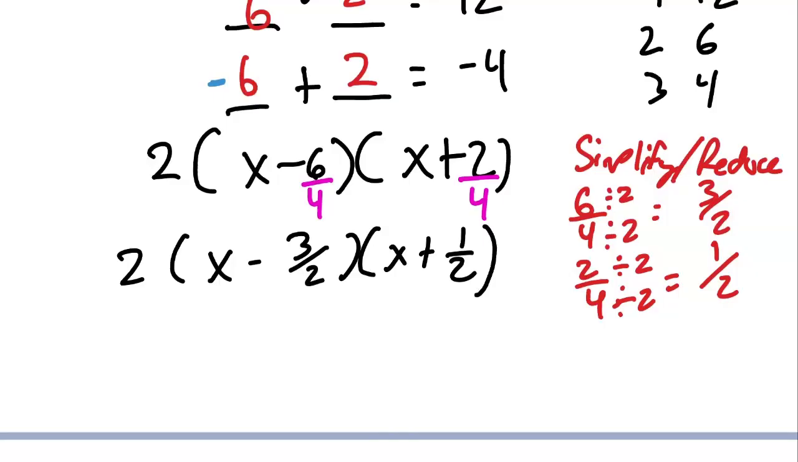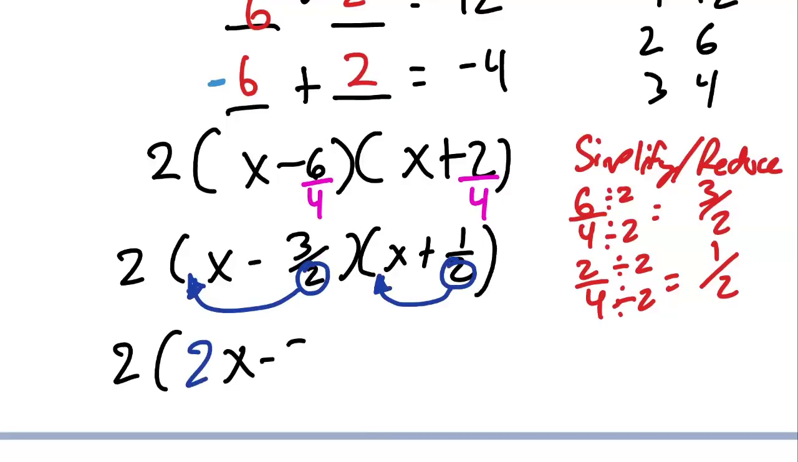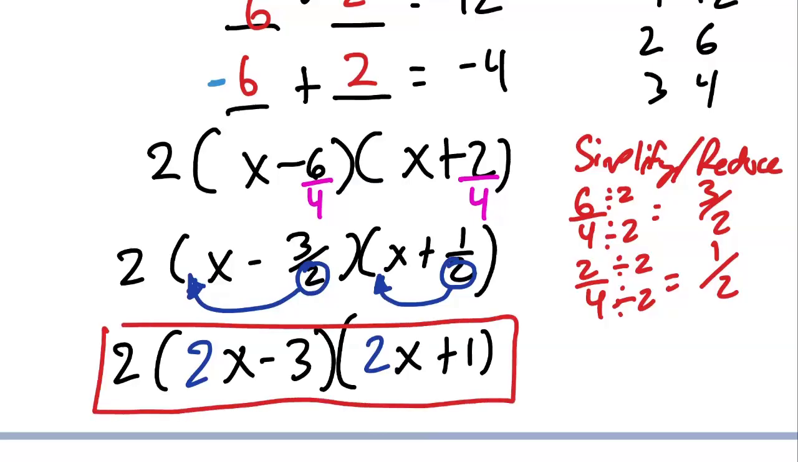And then the last and our final step, take the denominator and multiply it to the very beginning. 2 parentheses, 2 times x minus 3, parentheses, 2 times x plus 1, parentheses. And that would be your final answer.